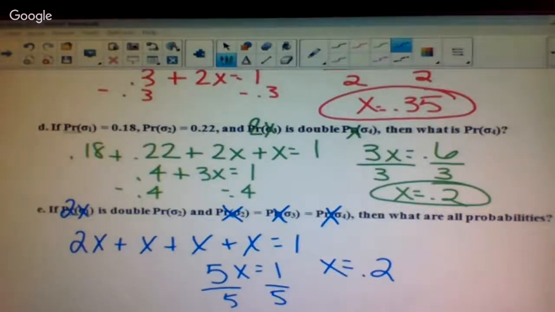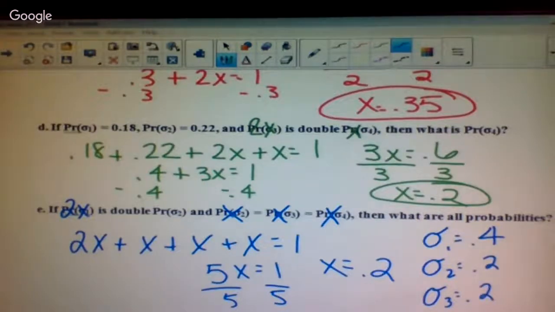So you need to go back and tell me sigma 1 is 0.4, because remember, it's 2 times x. What is sigma 2? 0.2. What is sigma 3? And what is sigma 4? And a good way to check yourself, add them all up, and if they equal 1, you should be good to go.